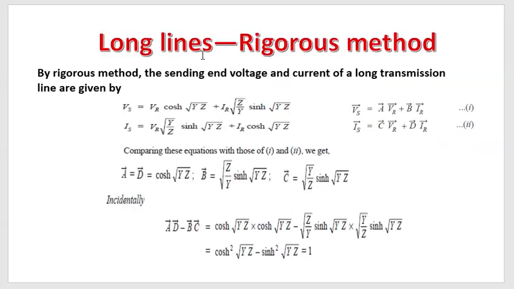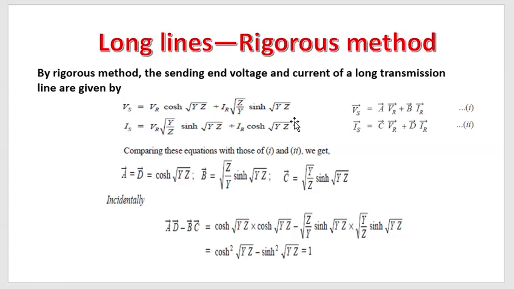Next we have long transmission line, which is solved by the rigorous method. By the rigorous method, the sending end voltage and the sending end current of long transmission line are given by these equations, where Vs is the sending end voltage and Is is the sending end current, and the value of Vs is this equation, while the value of sending end current is this equation.